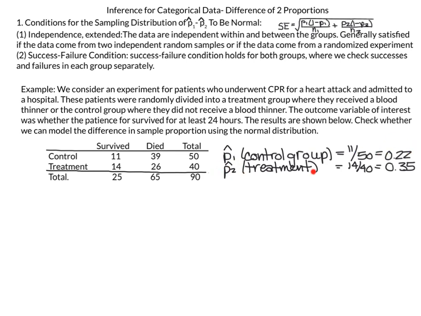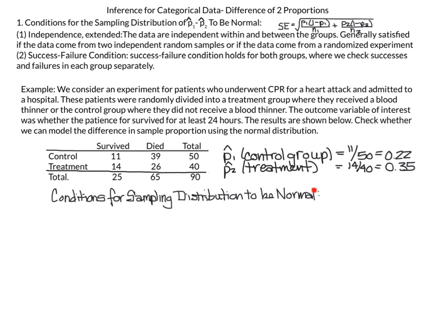For P2, that's the treatment group, 14 people out of 40 people survived. So that's about 35%. So we want to know if this 35% is significantly different from this 22%. Is this just due to random sampling error, or is this a significant difference that says the treatment is what caused the improvement?